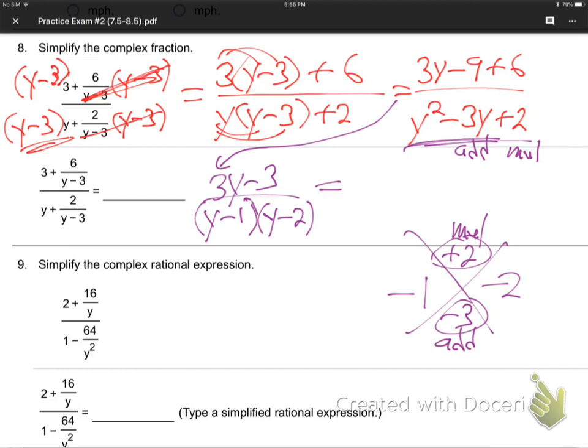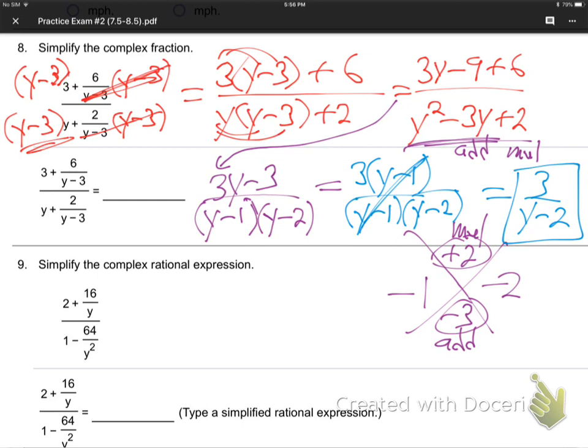Good so far. And then one last step, you can also factor the top. Take a 3 out of the top. See how it's 3 times y minus 1? And then these cancel. Final answer, 3 over y minus 2. We always have to try that factoring stuff in the end to see if we can reduce these complex fractions.